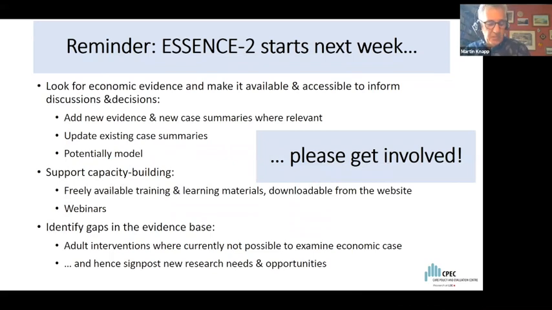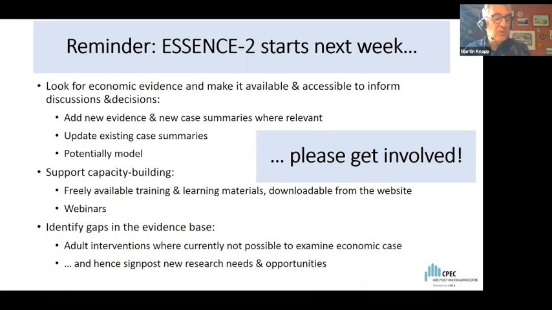As we've highlighted a couple of times, we're going to start a new project called Essence 2, imaginatively, from next week. And the idea is to continue doing what we've done so far. So you can see on there, just repeat some of the things in Michela's slide from earlier. So we're continuing to search for evidence on the economic case for different social care interventions. It doesn't have to be UK evidence. It can come from anywhere, as long as we think it's relevant to the UK.